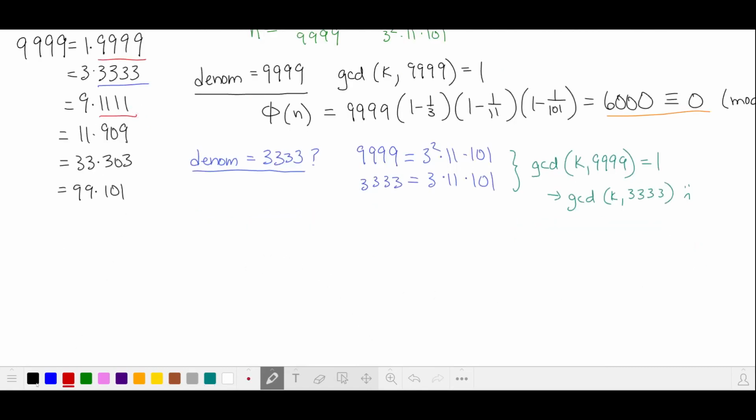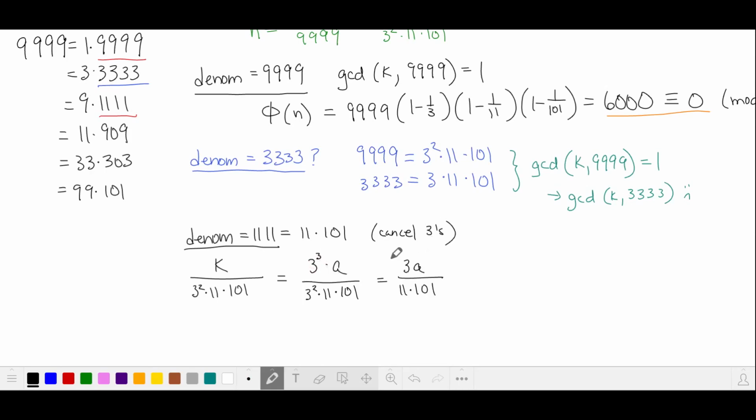The next denominator is 1111. We get that when we cancel the 3s in the numerator. We're going to have our numerator be a product of 3 cubed, again, because we're looking for numerators that do divide into 9999, because we've already counted the ones that don't. But they can't divide 11 and 101, so the only thing that remains is 3. They can't divide 11 or 101, otherwise they'll cancel out these primes. Again, we want this fraction to be less than 1, so we'll solve the inequality for A. And since A is an integer, it's going to be less than or equal to 370.